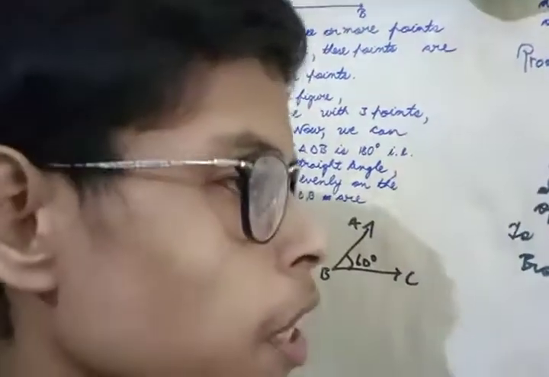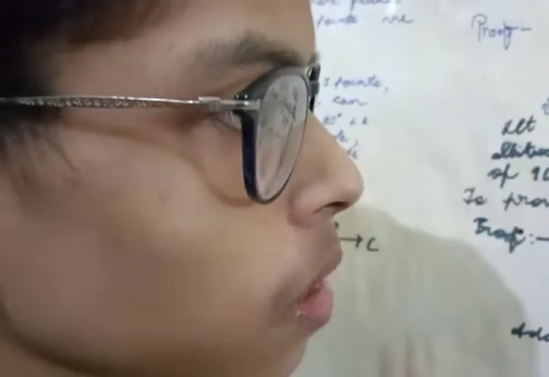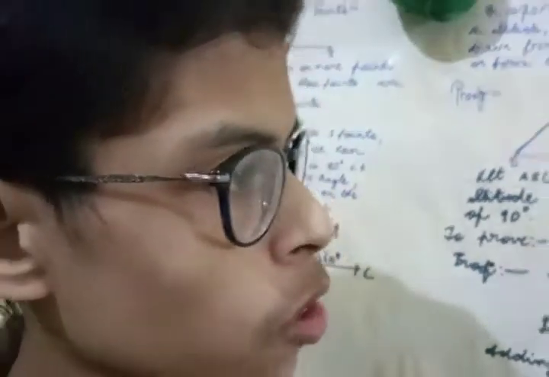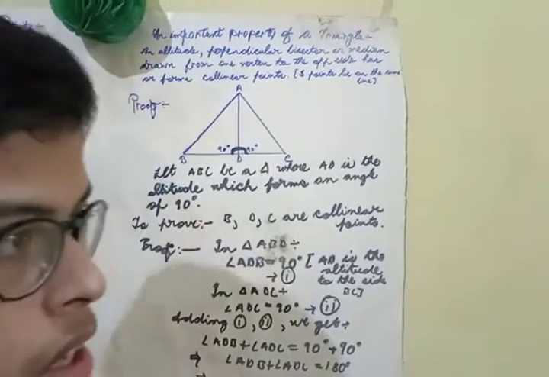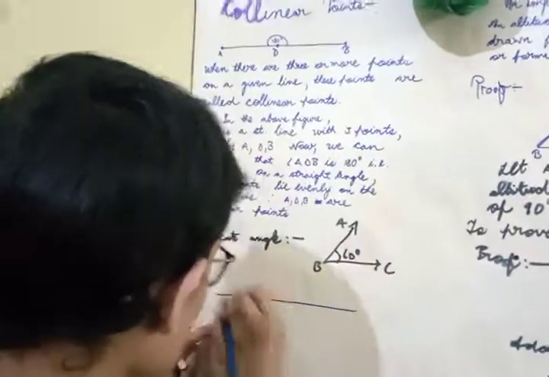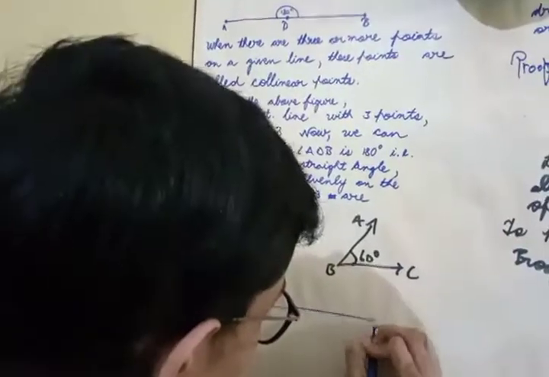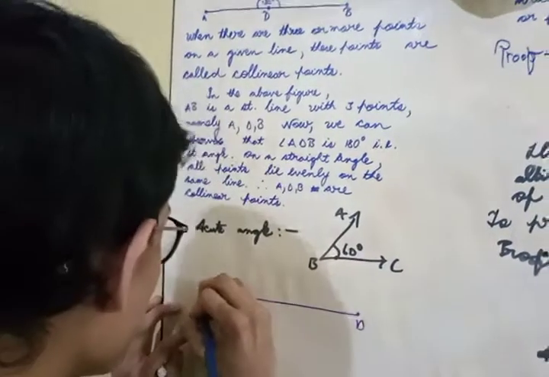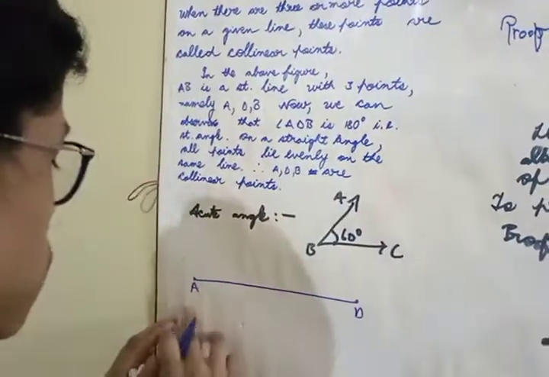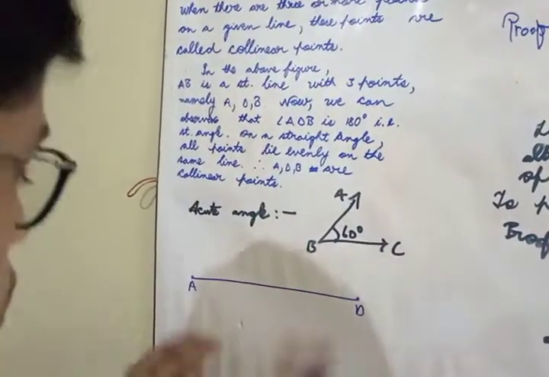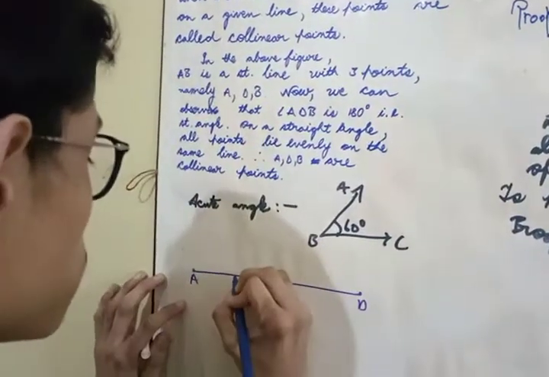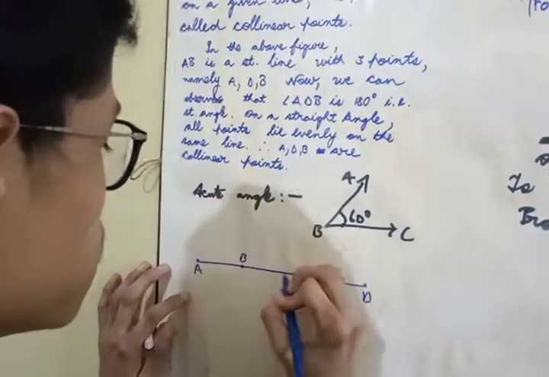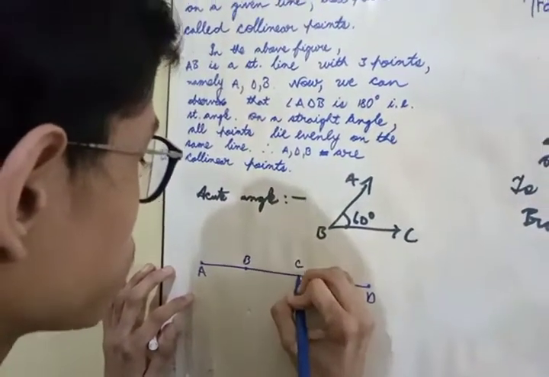Now if we are given 4 to 5 points on a given line, how can we prove that they are collinear points or not? Now I am drawing one line here. Take this line to be A and D. First of all, there are 2 points A and D. Then I am putting here one point B and here one point C.